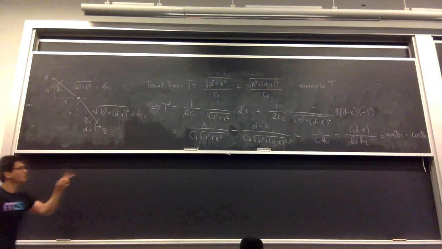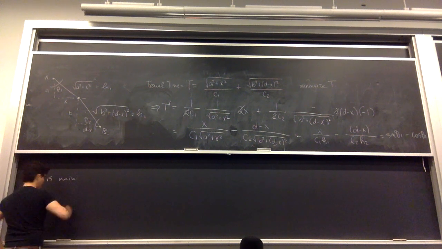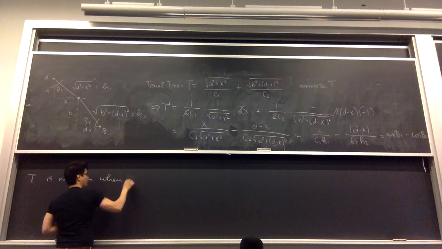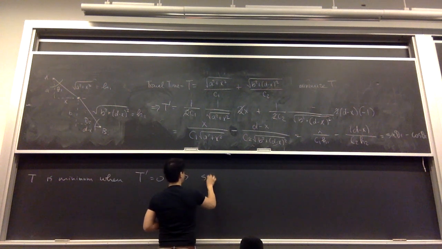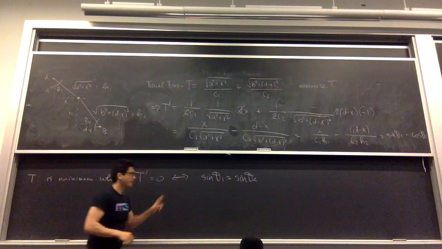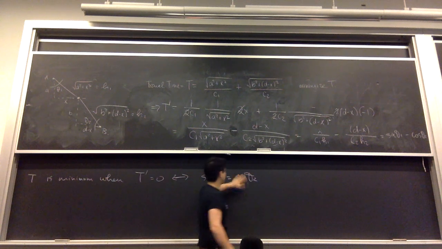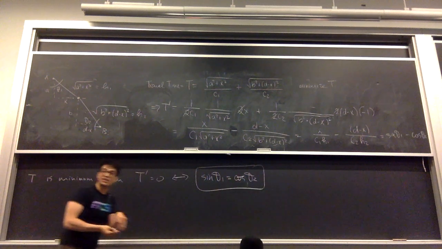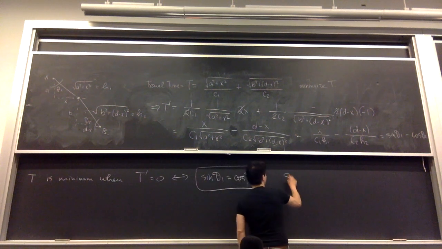Okay, but look what we've discovered. T is minimum when T prime is equal to 0, but this happens only when sine theta 1 is equal to sine theta 2. Now, look how nice of a relationship this is. It's a very simple relationship that nature has naturally optimized for. So this actually gets a name in physics. This is called Snell's law.